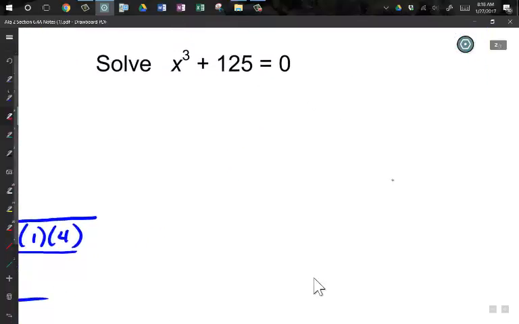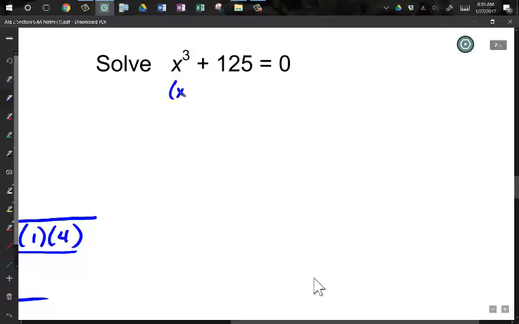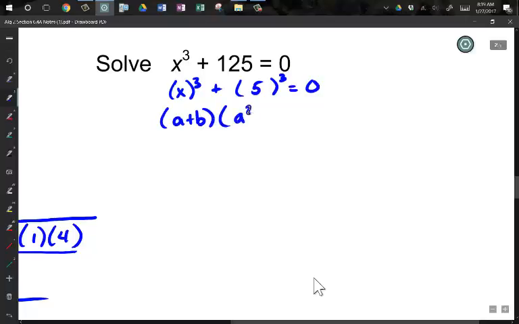Let's try this last one. X cubed. What cubed is 125, folks? 5 cubed. All right, so here we go. I'm going to write my formula. A plus B, A squared. Is the next one going to be plus or minus? Minus, because it's a different sign, Kent. So minus AB. And then the last one, remember, always is plus. And so that equals 0.